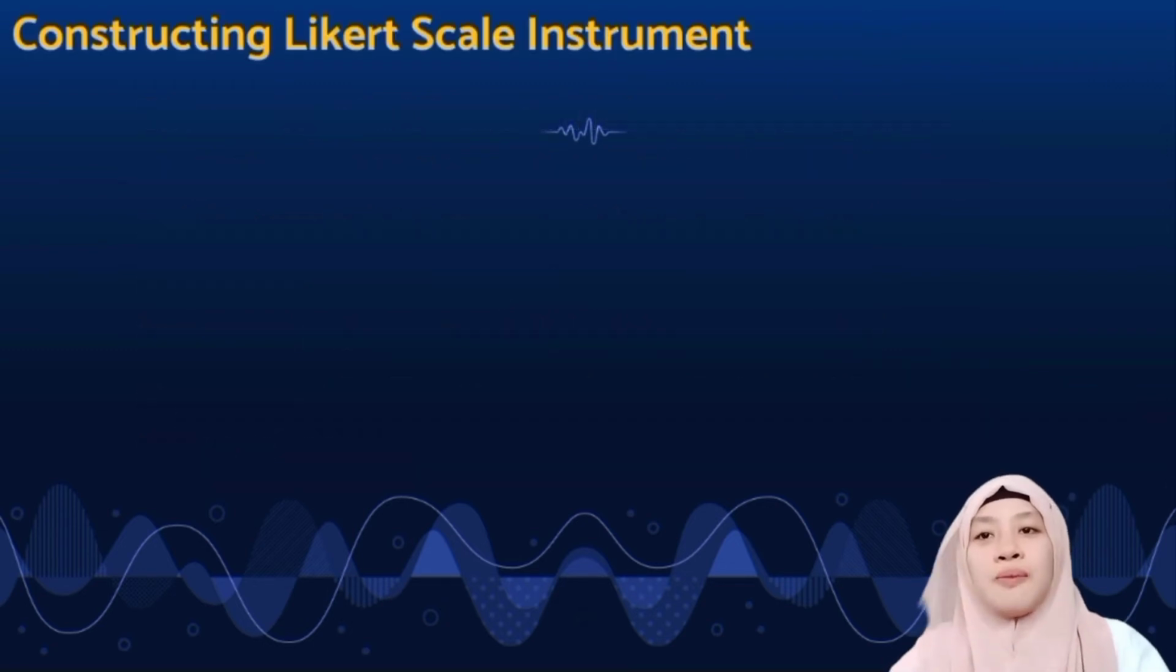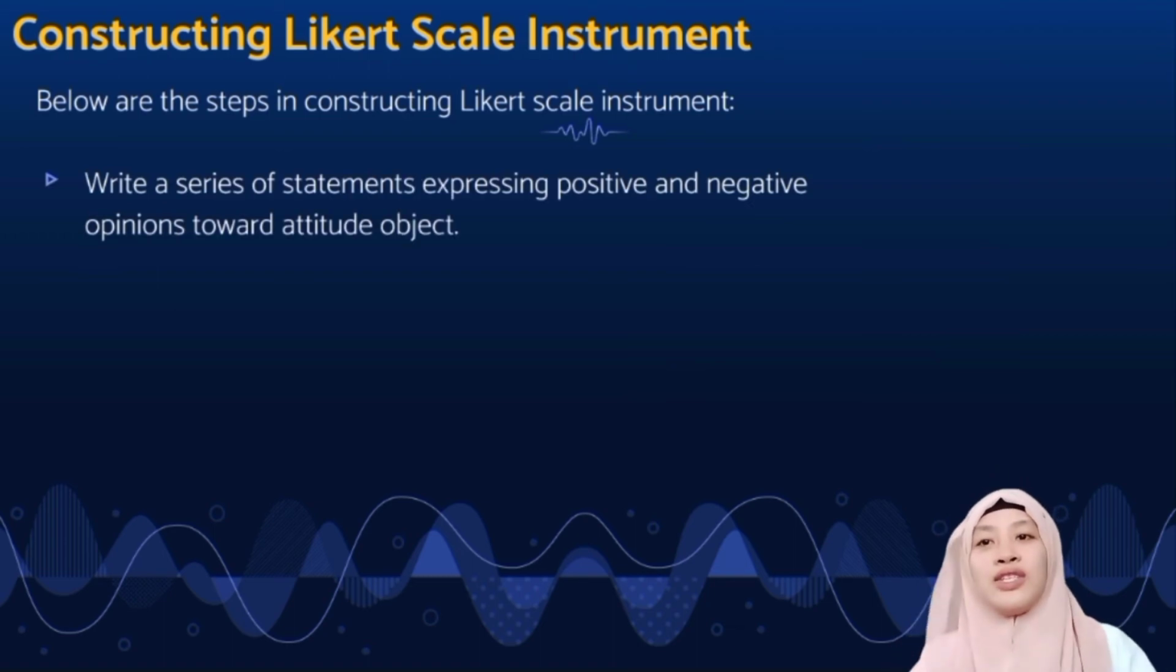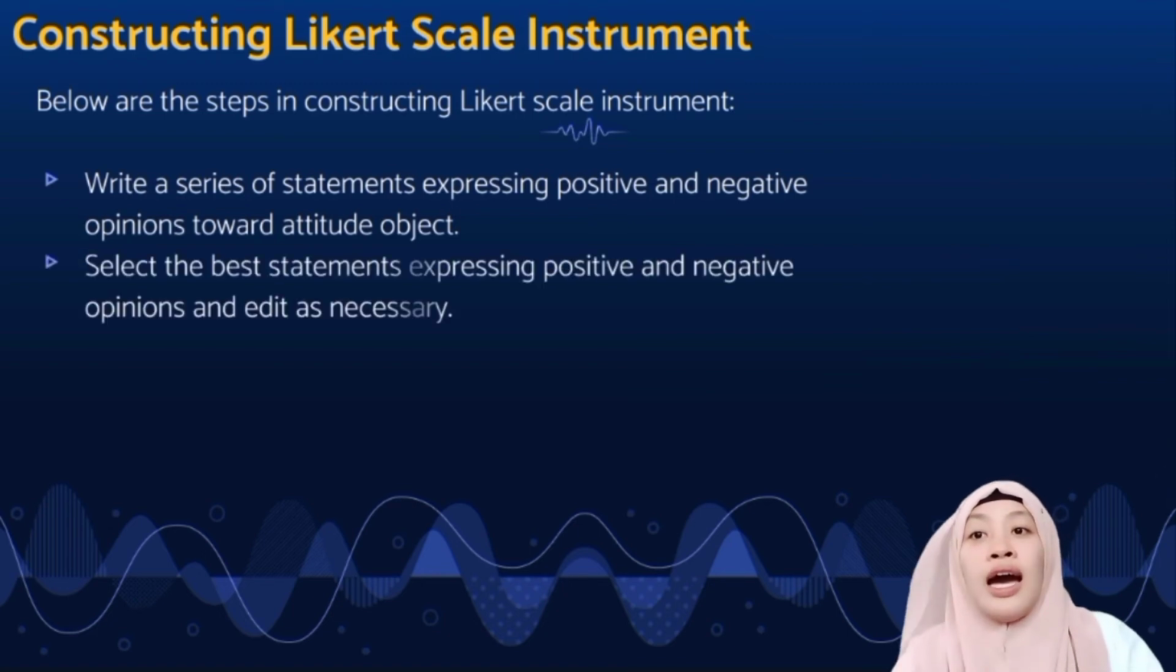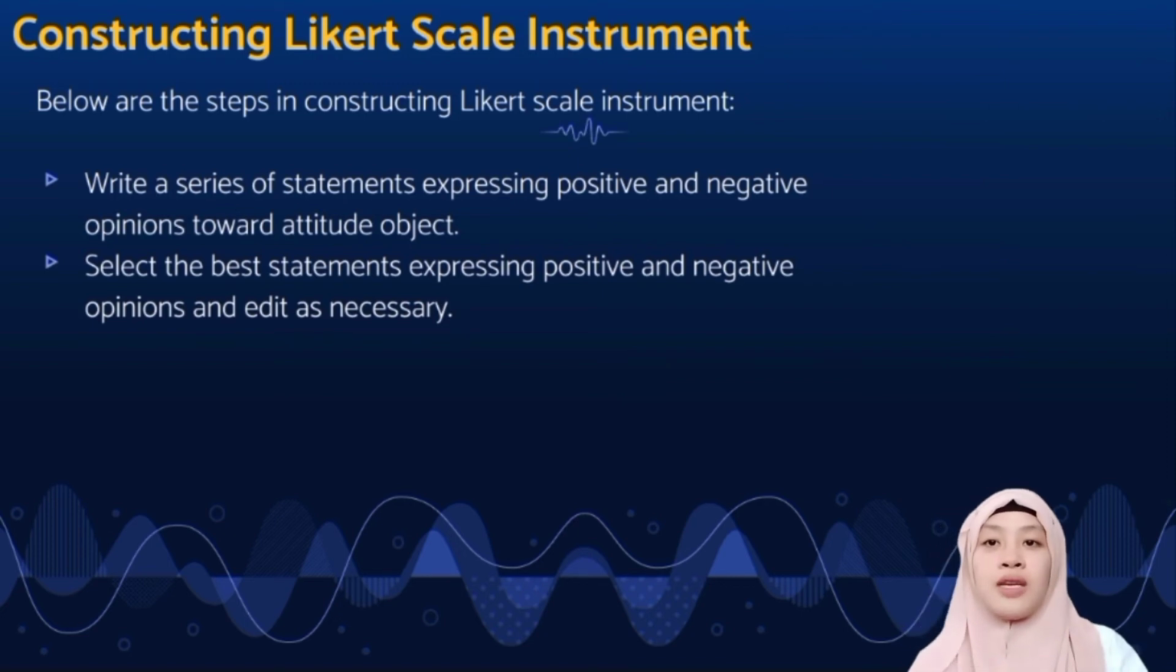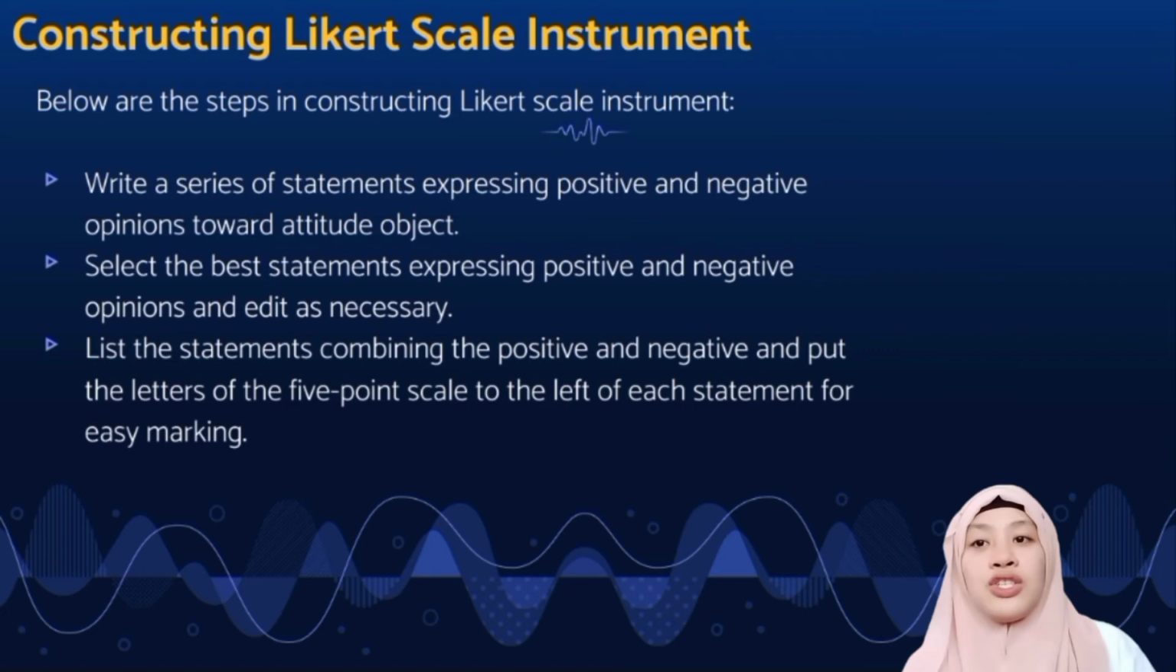So below are the steps in constructing a Likert scale instrument. The first one is to write a series of statements expressing positive and negative opinions toward attitude objects. The next one is to select the best statements expressing positive and negative opinions and edit as necessary.